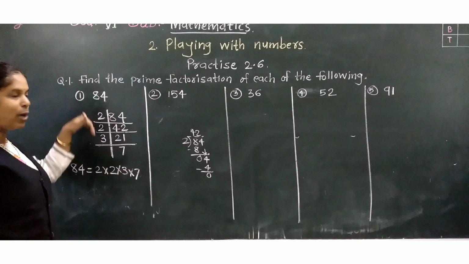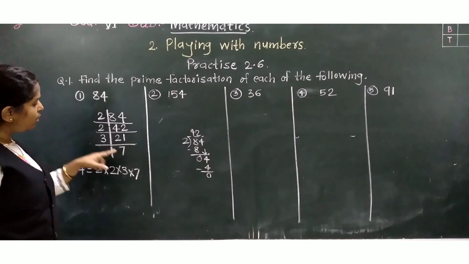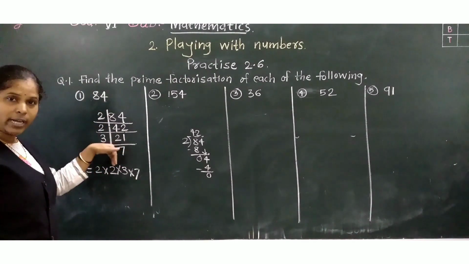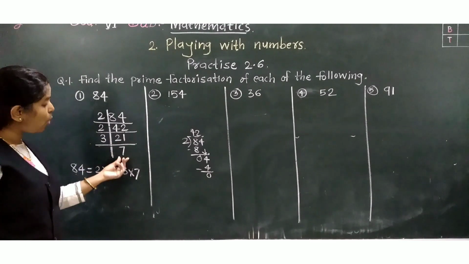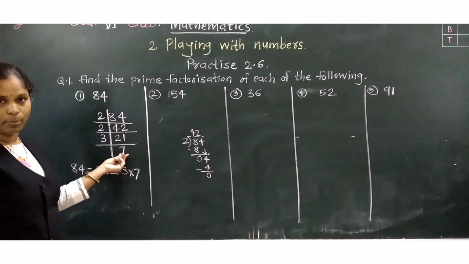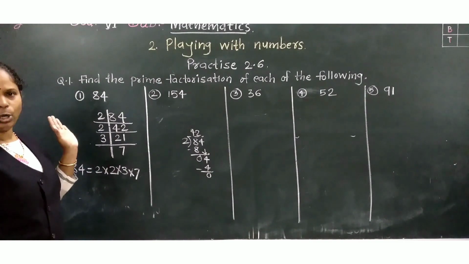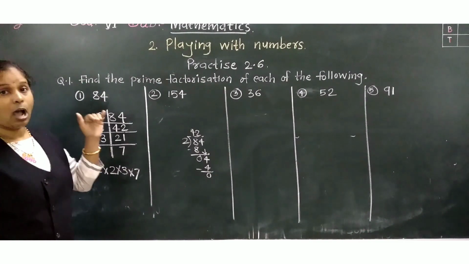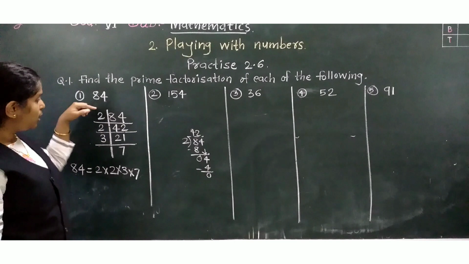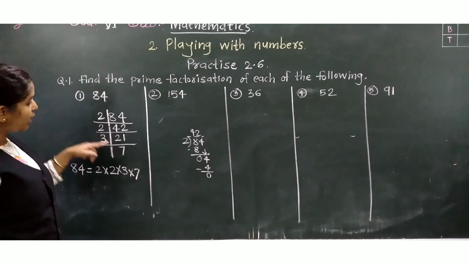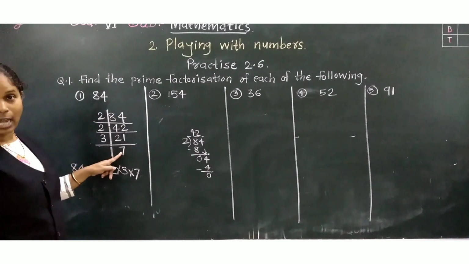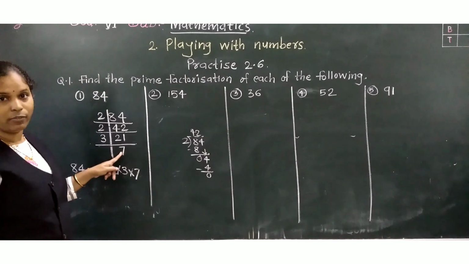Okay? How to understand? Up to here, you go on dividing the number till you get a prime number. Now 7 is a prime number, so here I stopped. I did not divide it. And then how to write it in product form? 2 into 2 into 3, and this last number also we have to take, whatever we get.